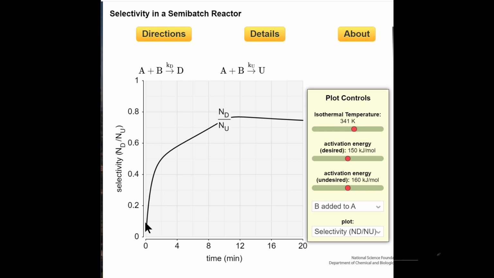So you'll notice that initially selectivity is very low because we have almost no B. And so we're not favoring the first reaction, we're favoring the undesired second reaction. Selectivity increases because we're increasing the concentration of B in the reactor. But notice the value is still much smaller than the selectivity if we add A to B.